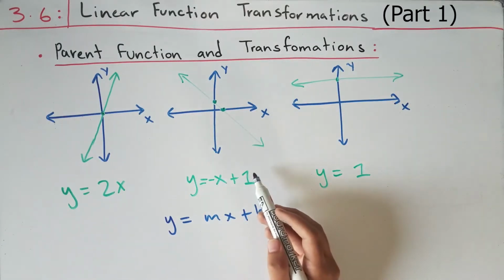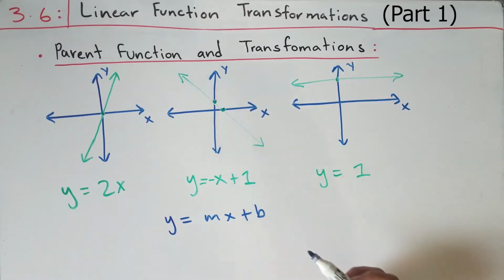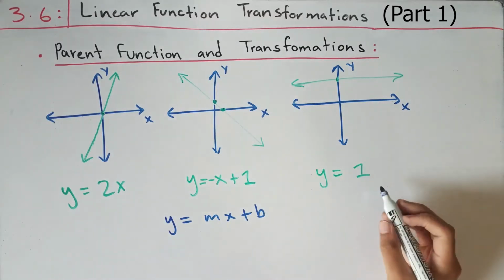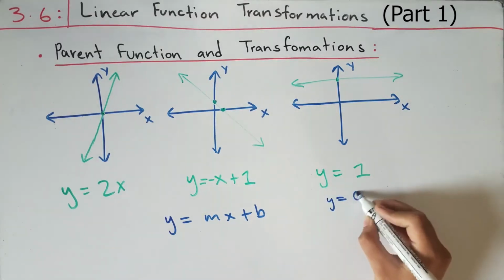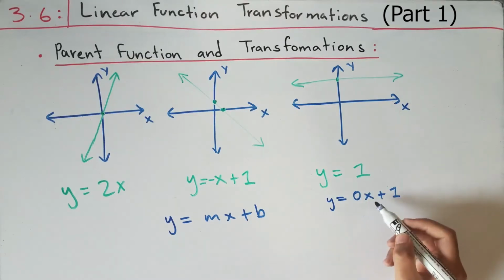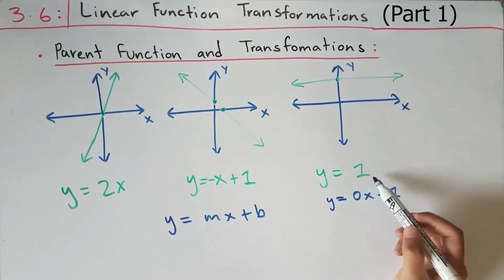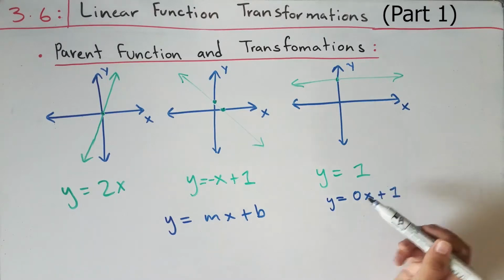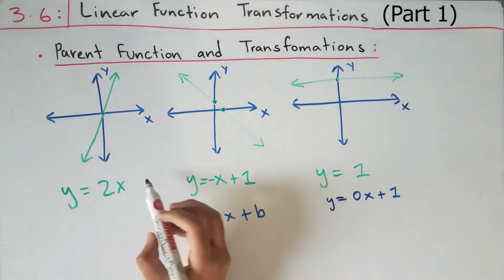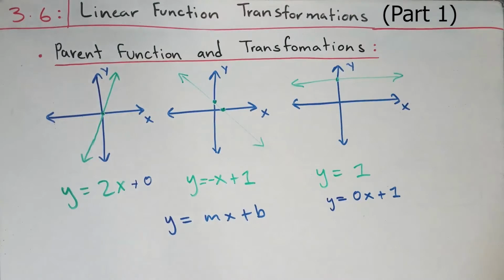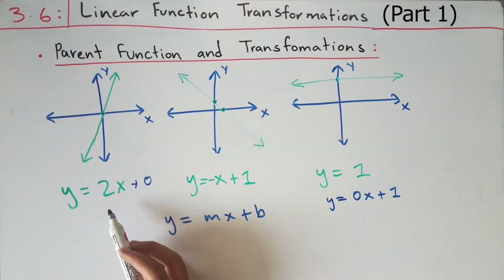So this function is not the simplest form of a linear function. If we look at this one, we have no slope because this is like saying y equals 0x plus 1. So our slope is 0, but we still have that 1 which is added, and we don't want that b. If you look at this case, we don't have the b, so here it's plus 0. But we still have that coefficient of 2, which is the slope of this line.